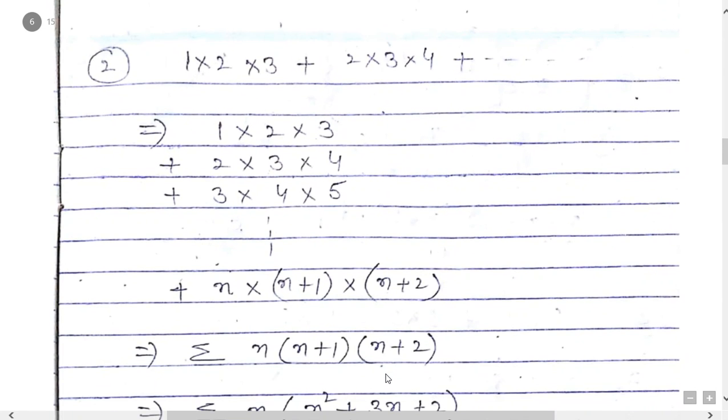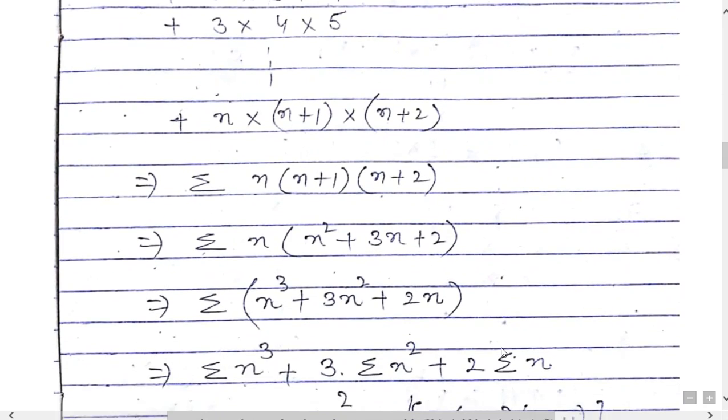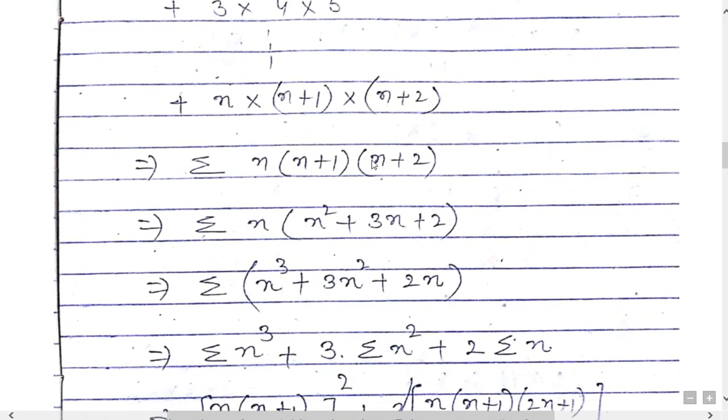Similar question is there. Question number 2. The series is 1 into 2 into 3, 2 into 3 into 4. It means clearly the nth term is n into n plus 1 into n plus 2. Basically it's our target to calculate the nth term, then apply the summation. Nothing else. Now multiply the terms, n plus 1 into n plus 2, then multiplied by n.